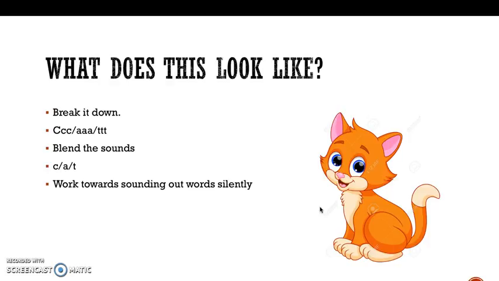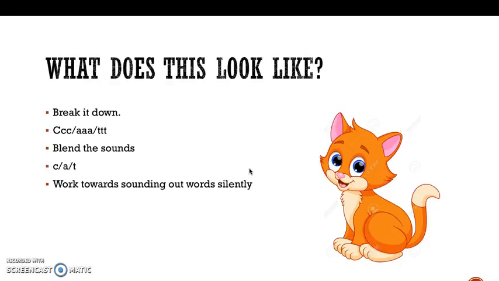So a lot of people, the way they do this is they'll hold their arm out in front of them and kind of start at their wrist and go k, at, and then they'll go faster, k, at, cat, and then work it up. And this helps especially your visual and your kinesthetic learners, gives them a great visual and physical way to hear how those sounds blend together.